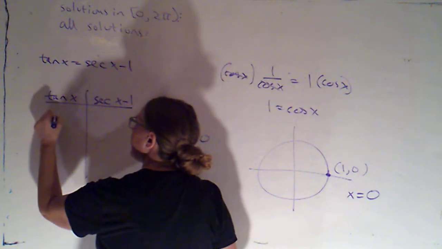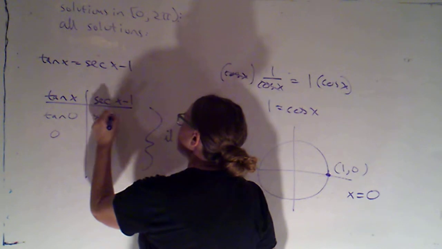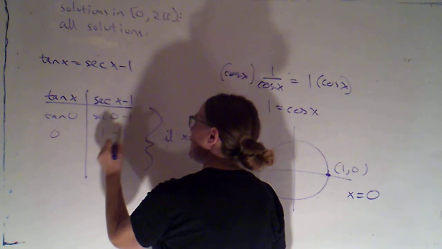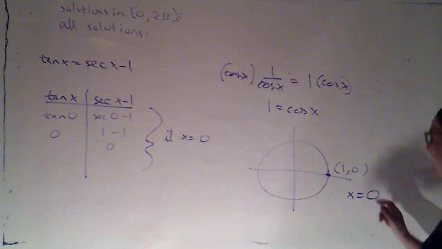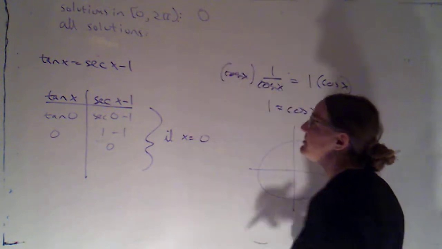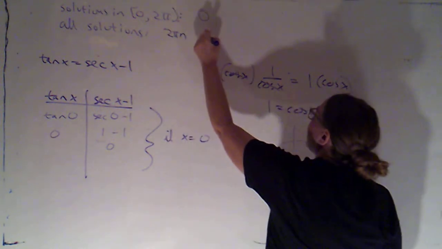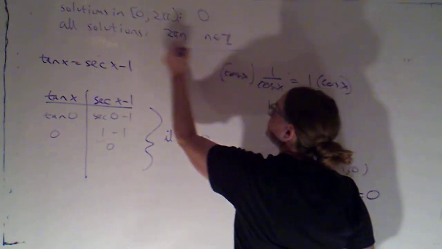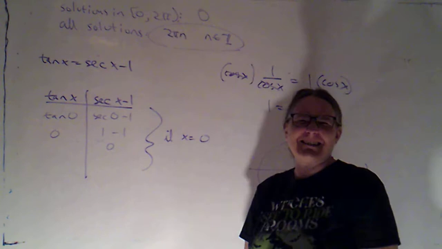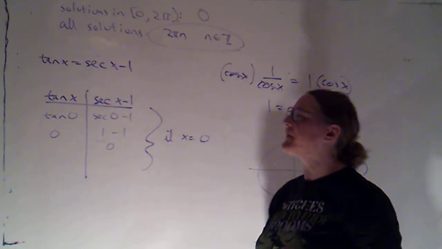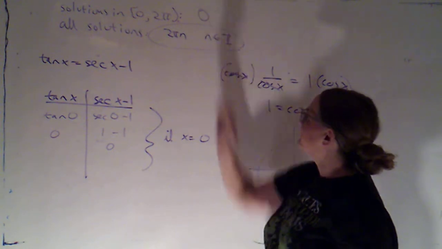So this would become tangent of 0, which is just 0. This would be secant of 0 minus 1. That's 1 minus 1. That's 0. So it does check. So x equals 0 is a solution, and that means that all solutions would just be 2 pi n, where n is an integer. Notice that's 0 plus 2 pi n. It is not necessary to write that I'm adding 0 to something. Okay. If n is 0, that would give me that solution.